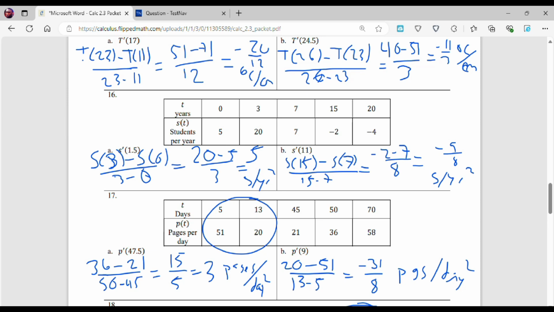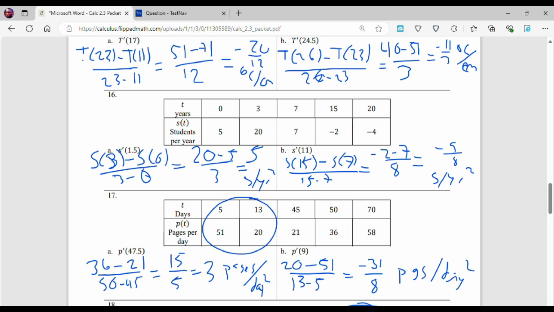Now your answer is going to be 5. However, you are given a rate here, students per year. That's your S of t. So if you find the derivative of S, what is your unit going to be? It's going to be students per year squared because you're finding the derivative, right? So it's going to be another rate. You're going to find the rate of a rate. So you're going to have students per year per year.